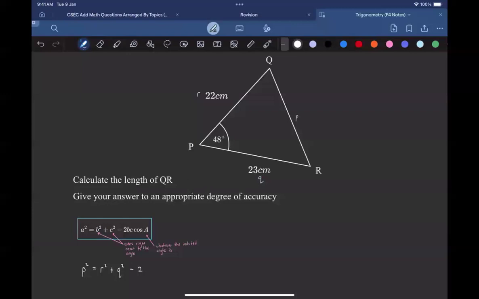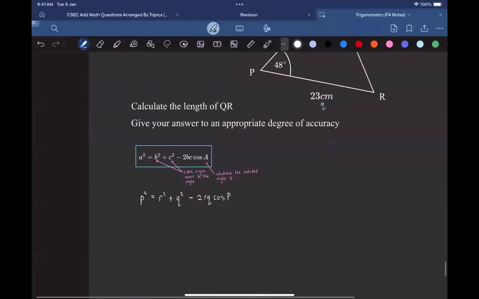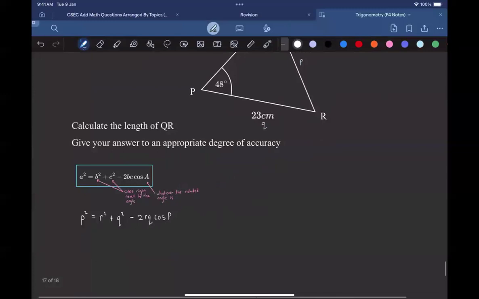Minus 2 what? 2RQ. Right? Cause what? P. Capital P. That's how we figure it. Now we're just gonna plug in, pretty much.